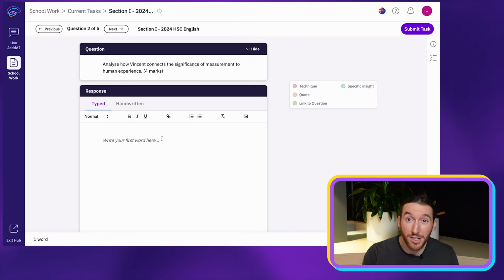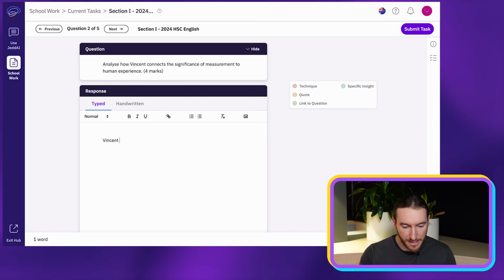Okay, so remember 4 marks, 4 sentences. Now let's not overcomplicate the sentence start here. So let's just use Vincent. So we're going to start the sentence with Vincent. We're going to say Vincent represents the, we could say intellectual. We know that's going to come up in the last point based on the evidence that we just scanned through. But we can say represents the significance of measurement. We need to say what it's significant to.